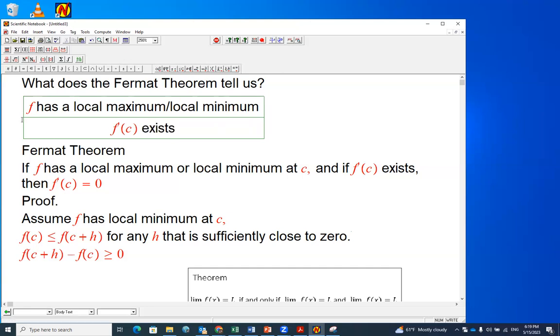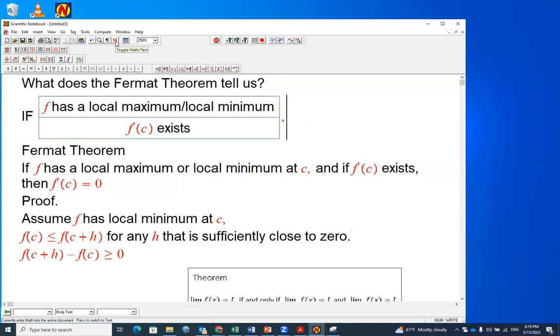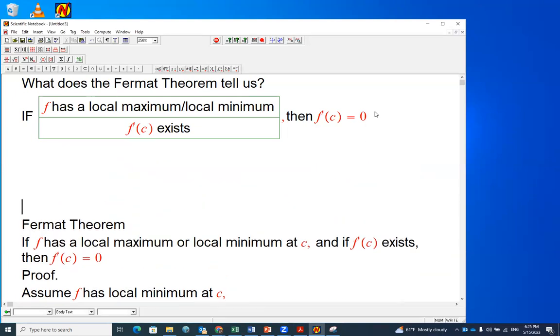Derivative exists. Then that's the "if," right? If A, then B. Then the derivative of the function at c must be zero. So this is: if f has a local maximum or local minimum and the derivative exists, then the derivative at the point is 0, right?